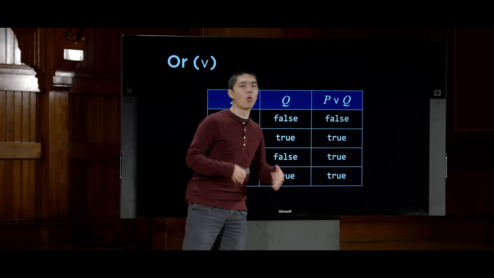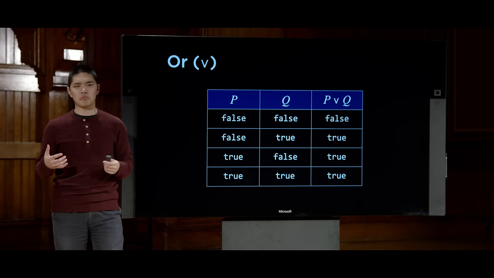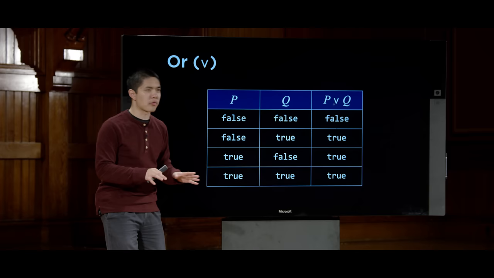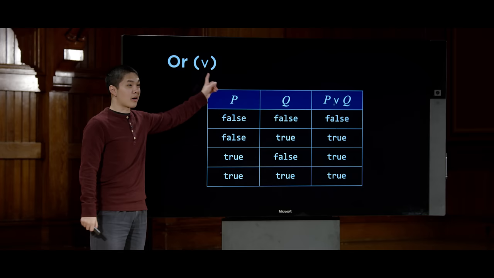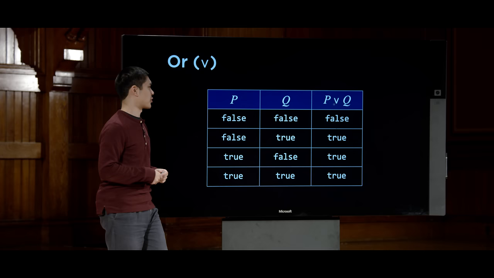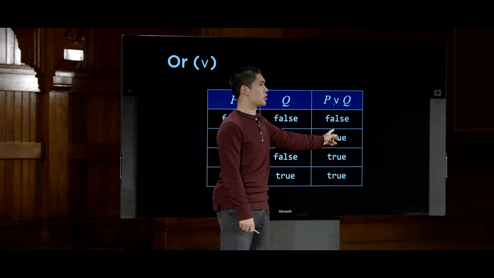Now, this is mostly consistent with the way that most people might use the word or in normal English, though there are sometimes when we might say or where we mean P or Q, but not both, or we mean it can only be one or the other. It's important to note that this symbol here, this or, means P or Q or both, and that's totally OK. As long as either or both of them are true, then the or is going to evaluate to be true as well. It's only in the case where all of the operands are false that P or Q ultimately evaluates to false as well.